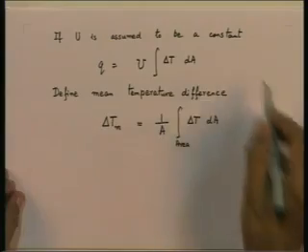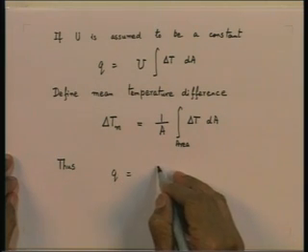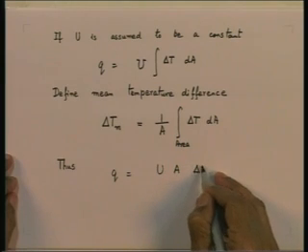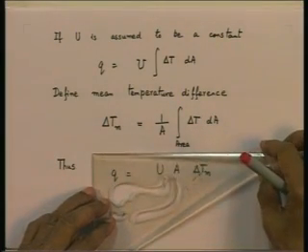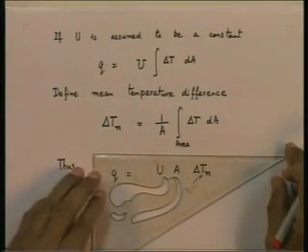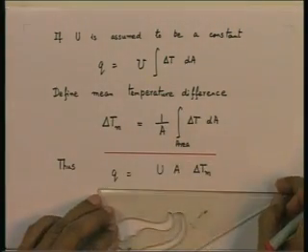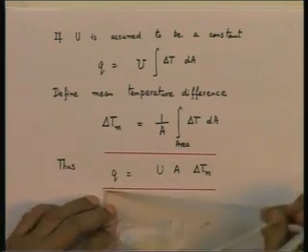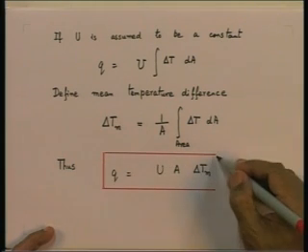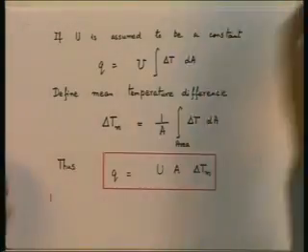Thus, if I introduce this definition into my expression for Q, I get Q equal to U A delta Tm. That is the expression that I get. And what we have here is the basic performance equation of a direct transfer type heat exchanger. Let me put a rectangle around it to say this is an important equation which we are going to use for calculating the performance of a direct transfer type heat exchanger.